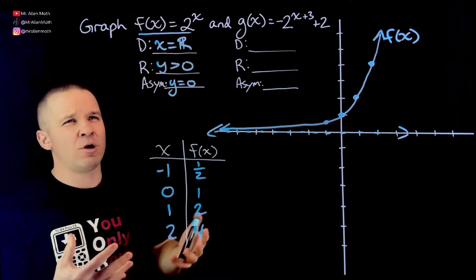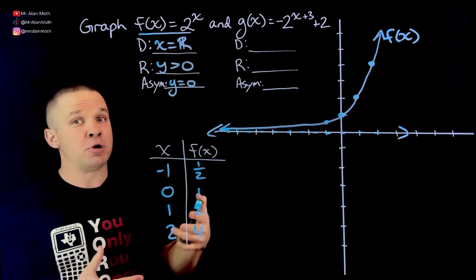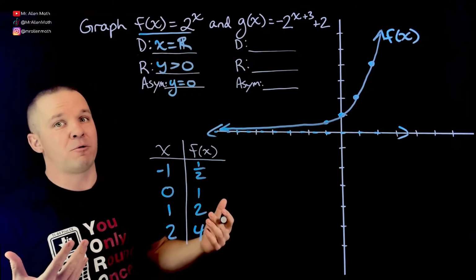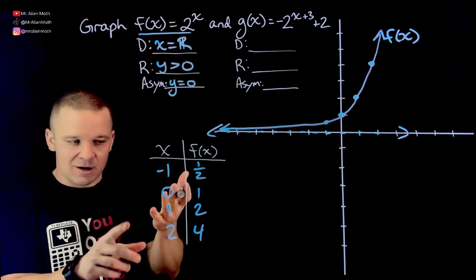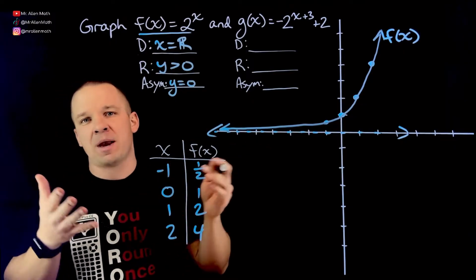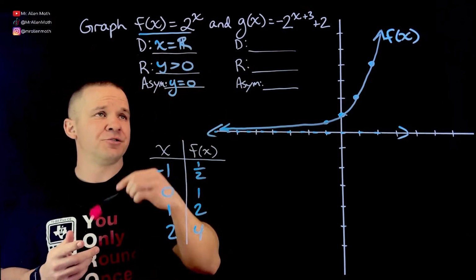One other thing about the domain being all real numbers: are there any no-nos when it comes to plugging numbers into an exponent? No, I can plug whatever I want into an exponent. I can plug in 0, positives, negatives. There ain't no rules. So that's why the domain is all real numbers. Awesome. Let's go on to the g of x now.